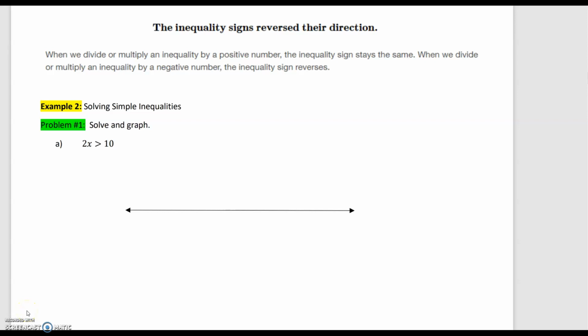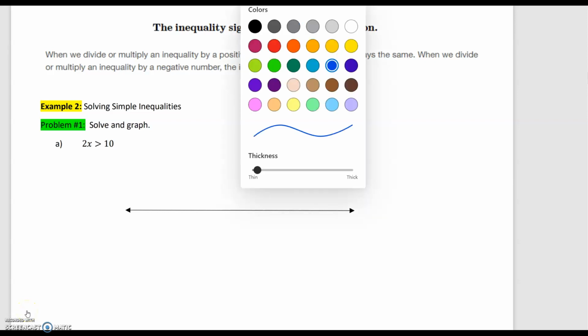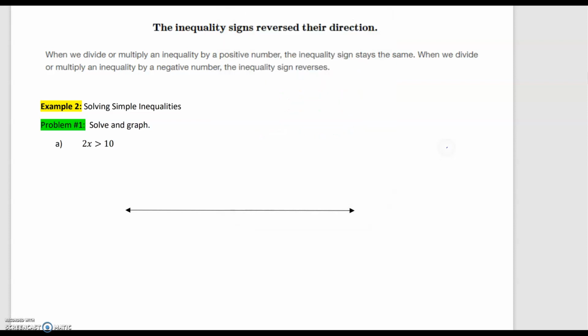Hi class, let's take a look at example 2. Now, example 2 has a couple of inequalities that we need to solve, and one of the rules that we have to take into account as we solve inequalities is if you end up dividing or multiplying by a negative value, you simply switch the inequality. So let me do, the second example has a negative, so this only applies on divisions by negative.